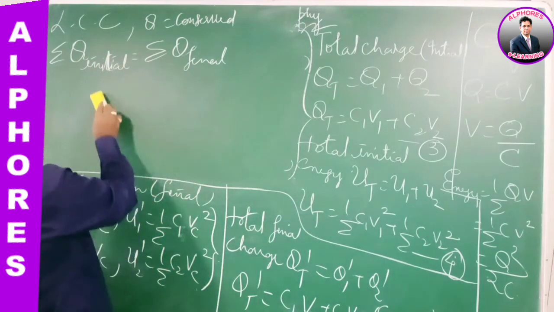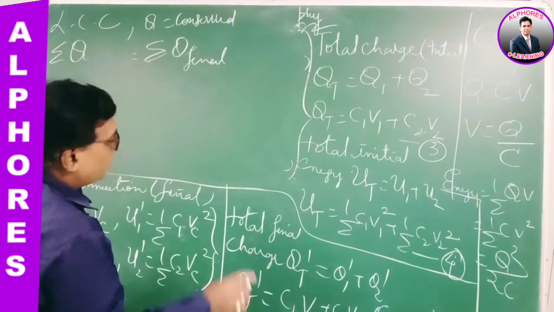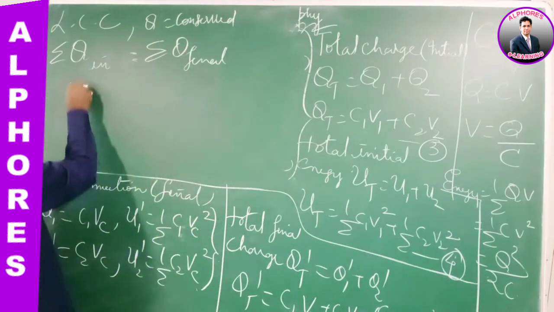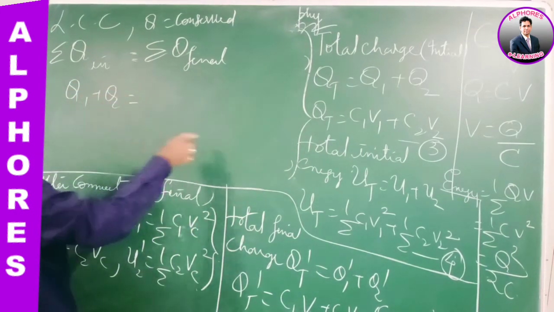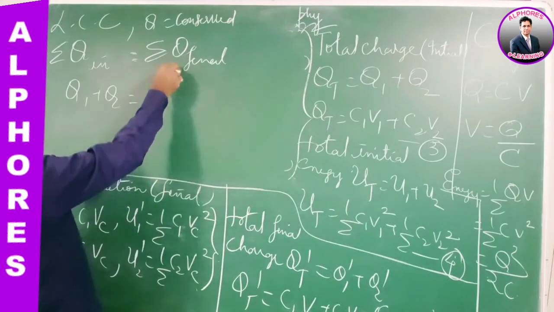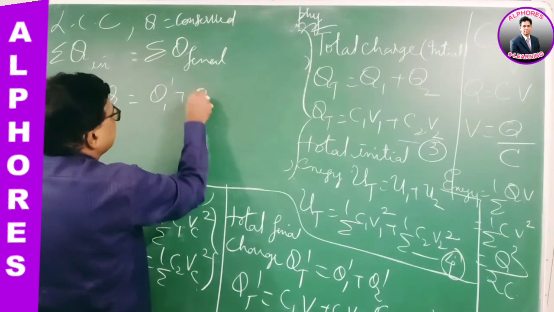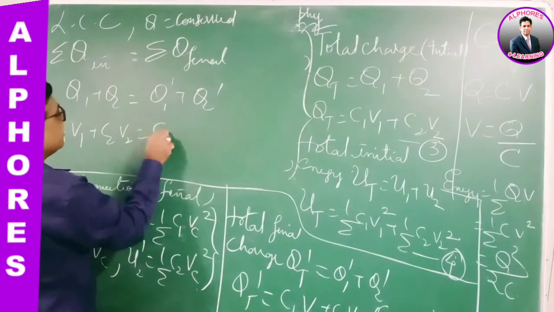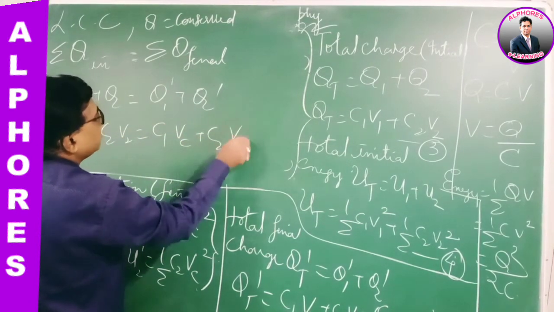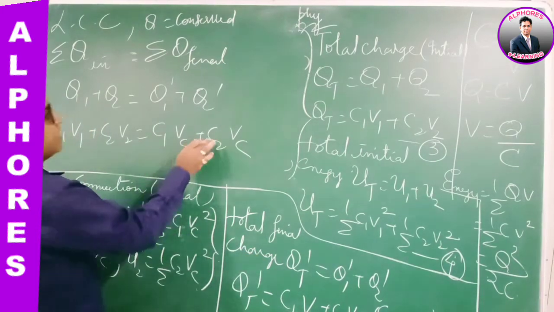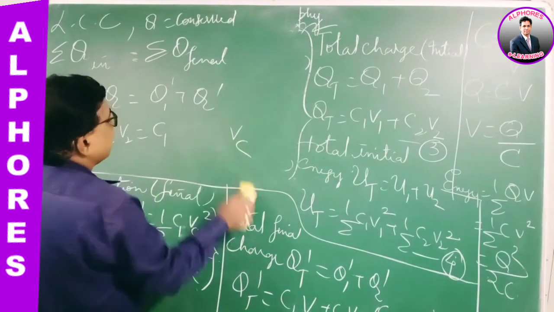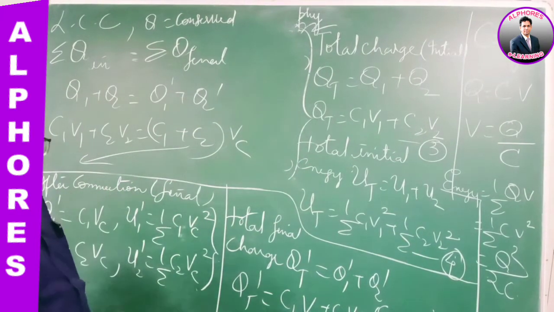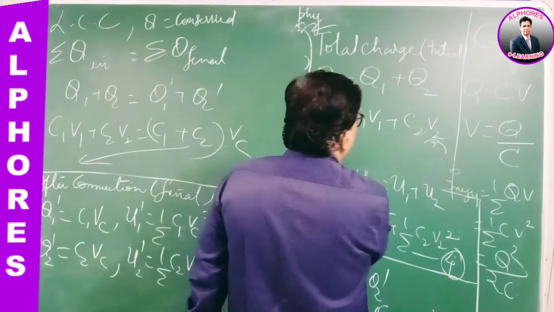Initial and final charge are both the same. The total initial charge is Q1 plus Q2, and the total final charge is Q1 dash plus Q2 dash. So that is C1 V1 plus C2 V2 equals C1 Vc plus C2 Vc. But here Vc is common, so I shall write it as C1 plus C2 into Vc.